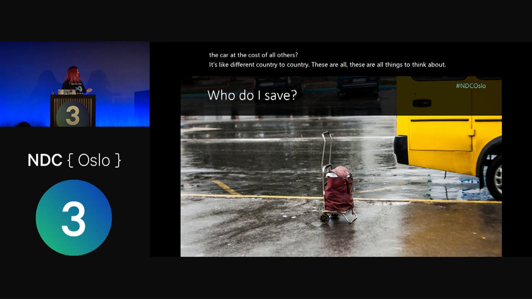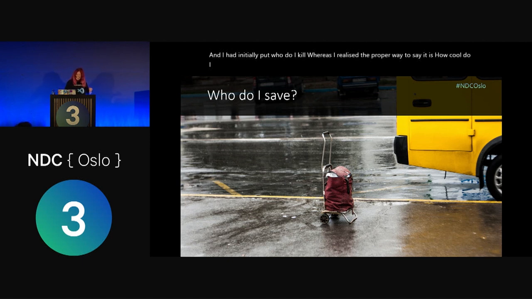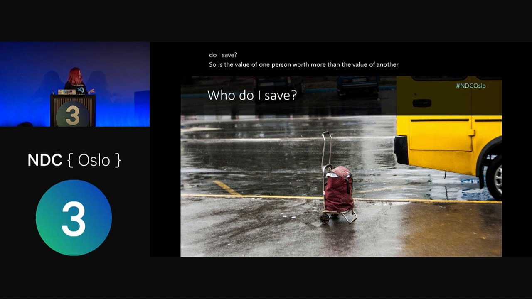And I had initially put who do I kill, whereas I realized the proper way to say it is who do I save? So is the value of one person worth more than the value of another person? So in some countries, the elderly are highly revered, and to save someone who is elderly would be absolutely the right thing, the best thing to do. In another country, if there was a small, cute little child, they are the future, they are the hope, then it would be better to save that one and get rid of those useless old people.